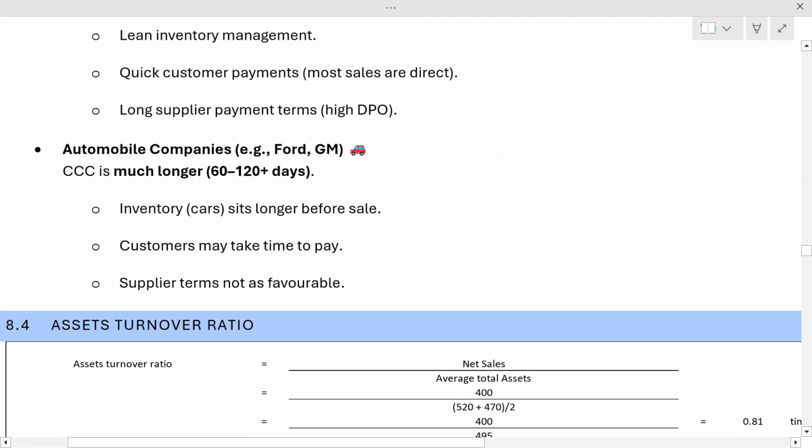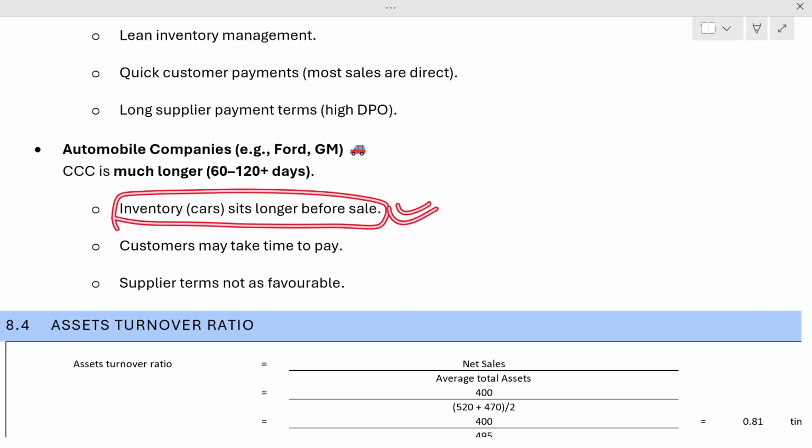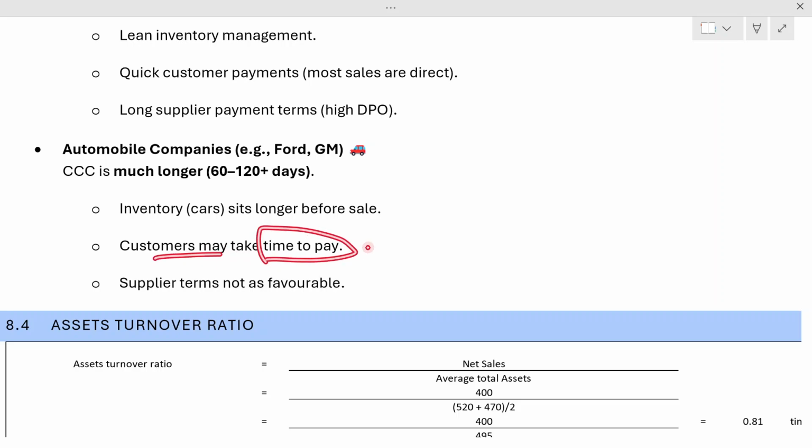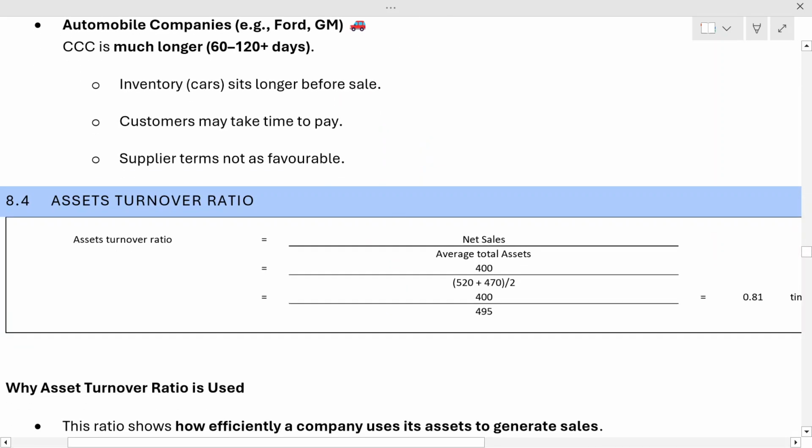And finally, other automobile companies like Ford and GM generally have a 60 to 120 day cash conversion cycle. Why? Because inventory sits with them for a very long time, and customers may take some time to pay because there may be some credit issues or other things as well. Supplier terms are also generally not favorable, or they may be favorable, but automobile cash conversion cycles are generally 60 to 120 days.